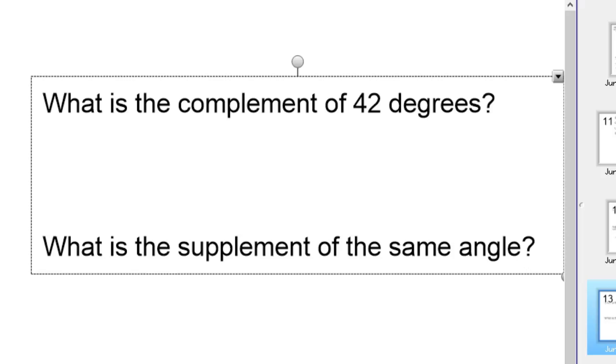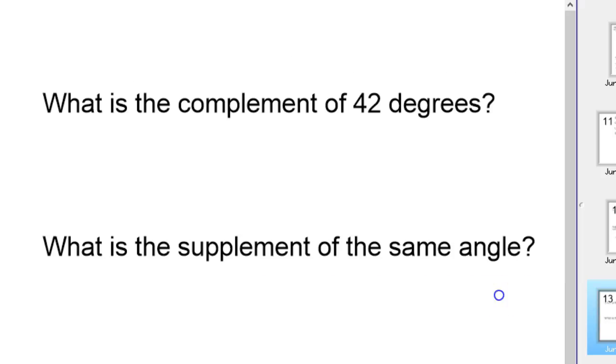Now here's some examples of things that you'll do with it. So the first thing you'll do with it is your textbook will ask you something like this. What is the complement of 42 degrees? What is the supplement of the same angle? So pause the video and see if you can find the answer to that. What is the complement of 42 degrees? What is the supplement of that same angle?